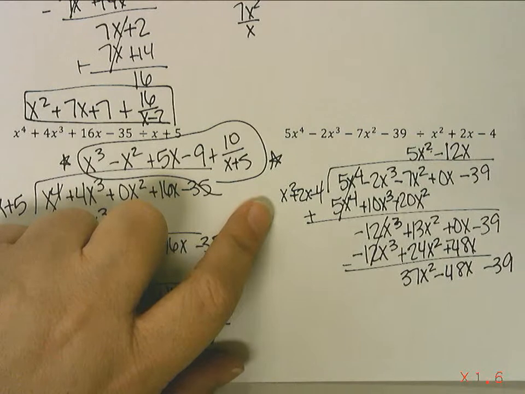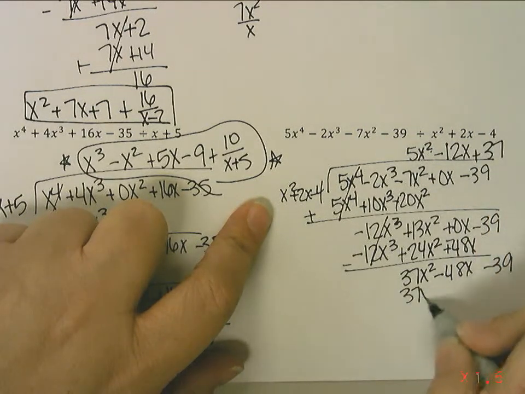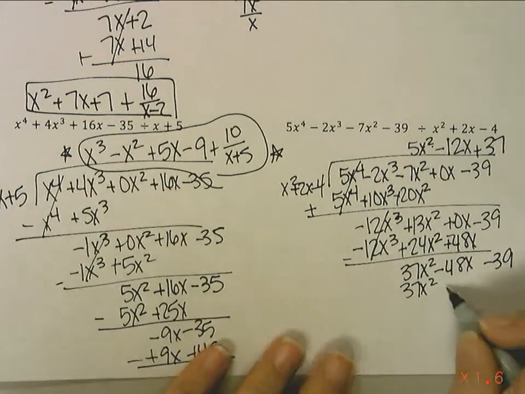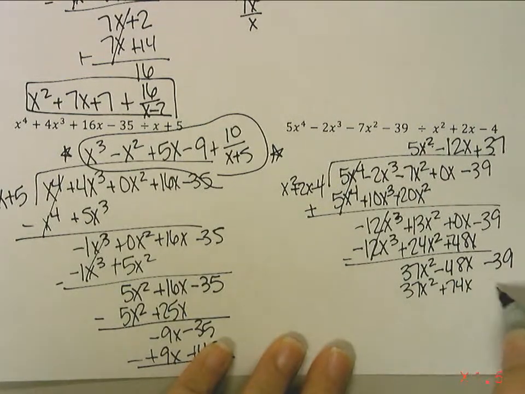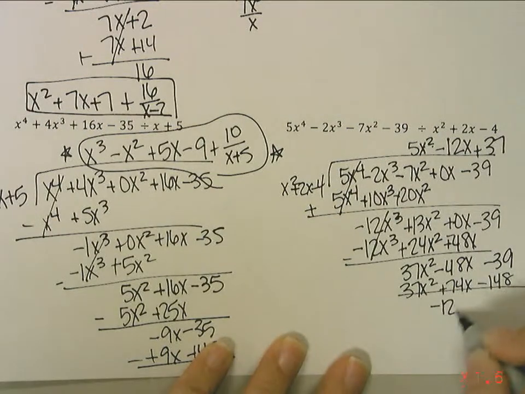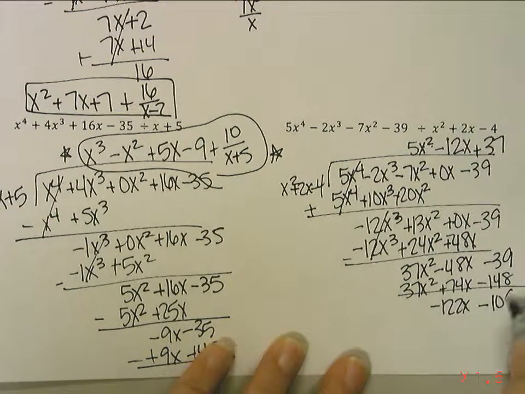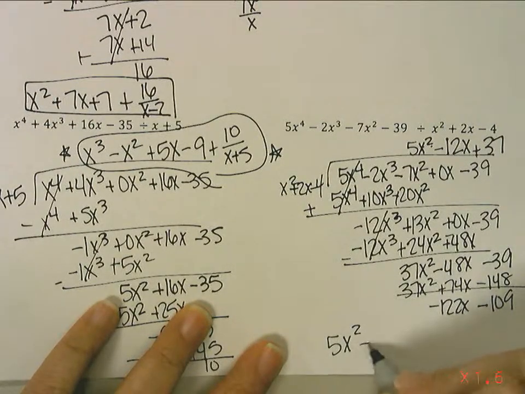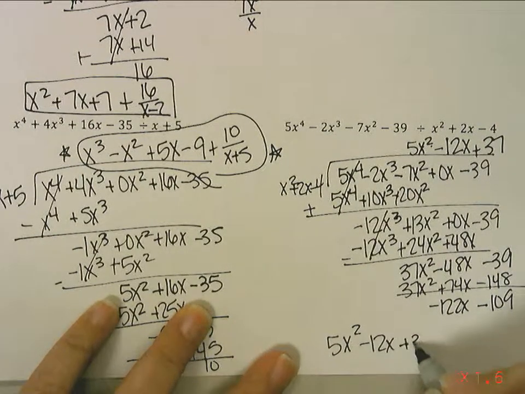And then our last number here is a 37. So we're going to add 37. So 37x squared. And then that is plus 74x minus 148. So then that becomes negative 122x minus 109. So my answer is 5x squared minus 12x plus 37.